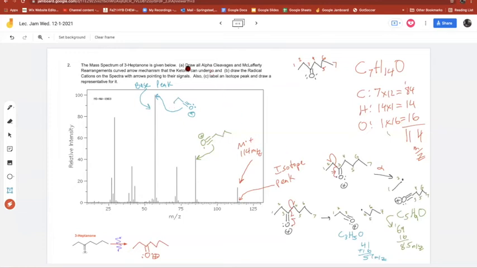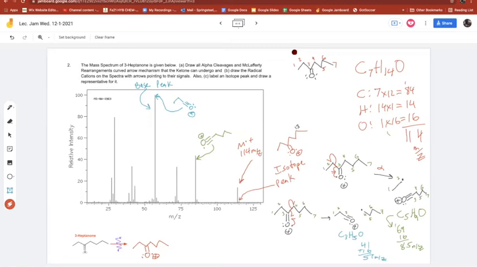Okay, lastly, let me double check what I asked. Remember, to be good test takers, we try to answer the question, then we read it to make sure we did. Draw all alpha cleavages. Oh, and McLafferty. I've not drawn a McLafferty yet. I also said to label the isotope peak and draw a representative. I didn't draw a representative of that yet. So the isotope peak will be something like this. Let's say like a carbon 13 right here. There we go. All I have left now is McLafferty.